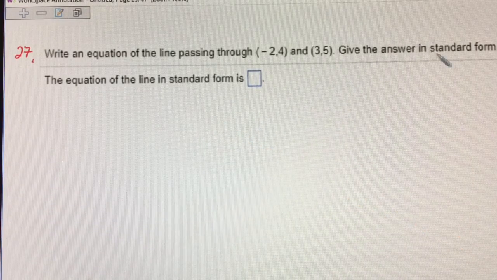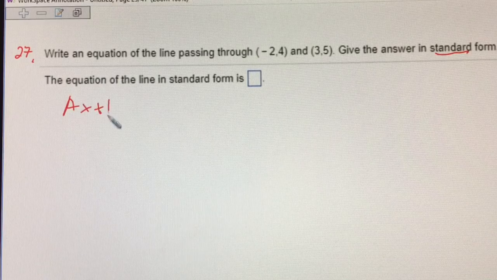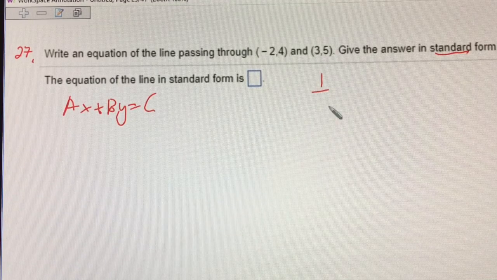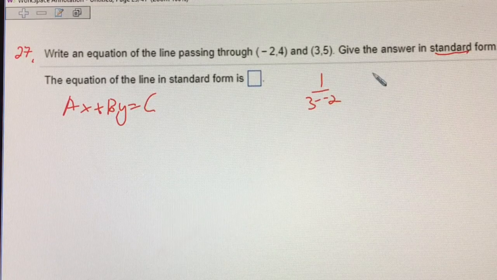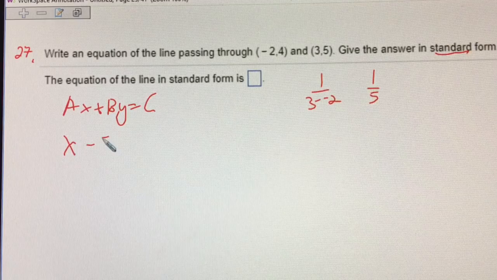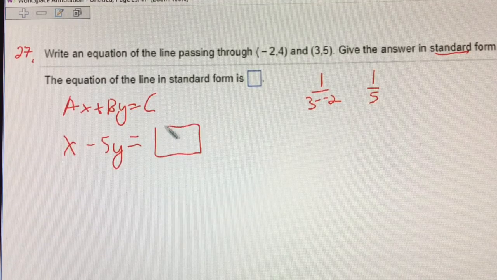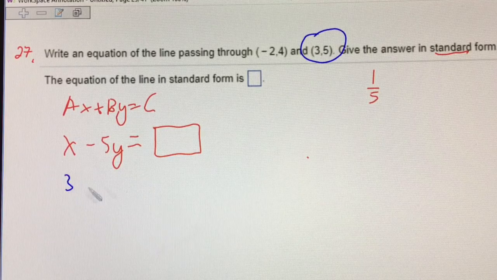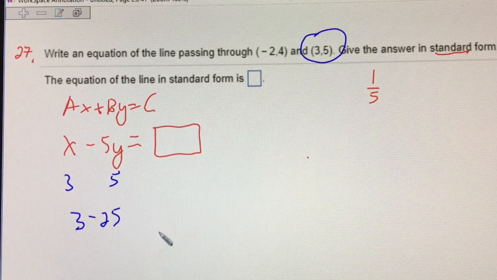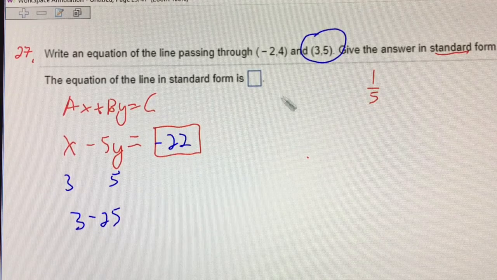Standard form. So when it says standard form, that means ax plus by equals c. I find the slope. 5 minus 4 is 1. 3 minus 2 is 3 plus 2. So the slope is 1/5. Having the slope, I can go right to this. It's going to be x minus 5y equals some number. I have to figure out what that number is. All I do is choose one of these coordinates. I'm going to choose 3, 5. I'm going to throw x equals 3 and y equals 5 into that little equation. That's going to give me 3 minus 25. And I think 3 minus 25 is -22. And there's my equation. X minus 5y equals -22.